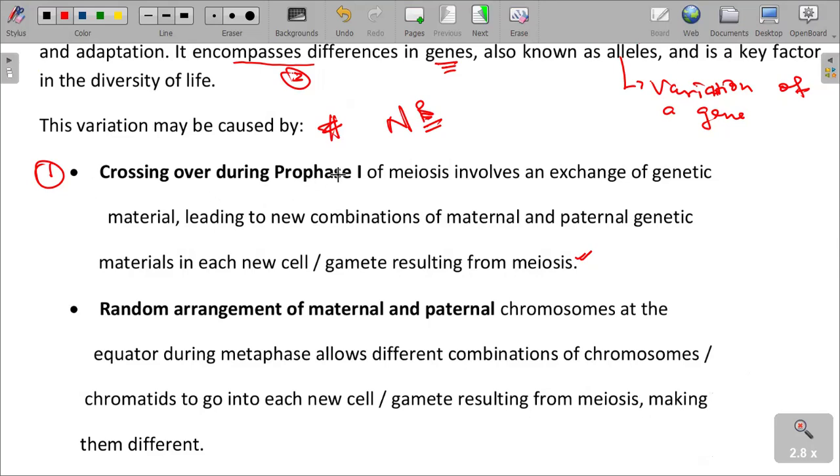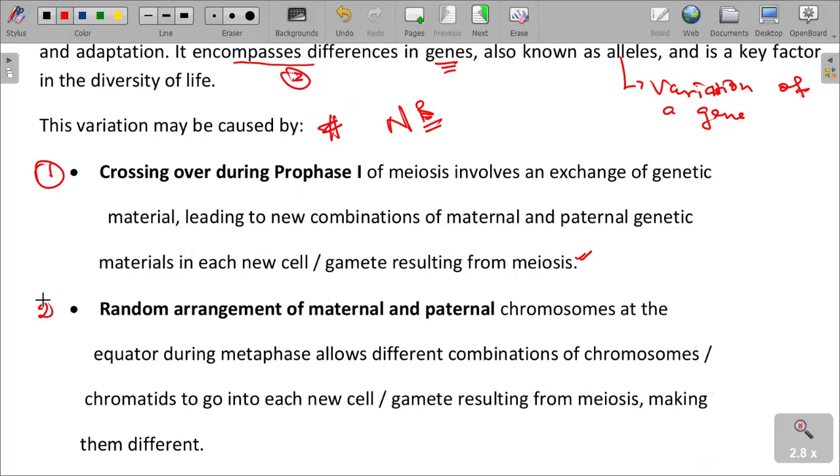So in other words, we have answered two questions. What causes genetic variation? Crossing over. When does it occur? During prophase one. What is genetic variation? Exchange of genetic material or genetic information between homologous chromosomes that results in new combinations of maternal and paternal genetic material in each cell, which results in new gametes or differences in the gametes that are being formed.